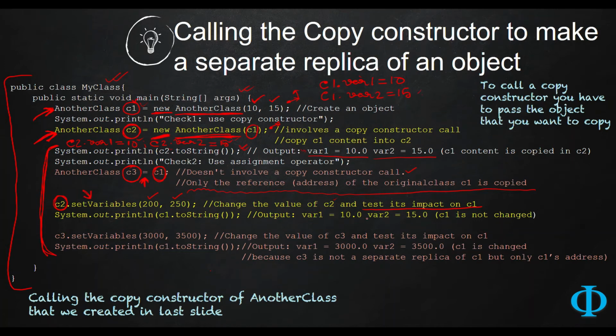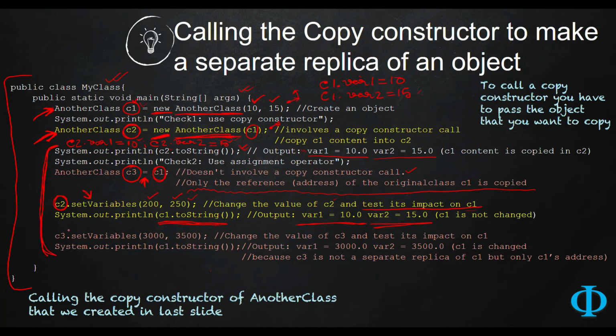So in order to test the impact on C1, I am printing the var1 and var2 values of C1 over here. And what you will see is that C1's value is not at all impacted after execution of this line. The var1 of C1 is still 10 and var2 of C1 is still 15. It has not changed at all. So now we can say with full confidence that C2 is an entirely separate replica of C1.